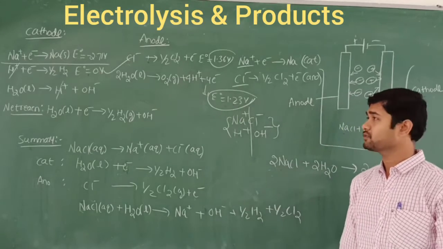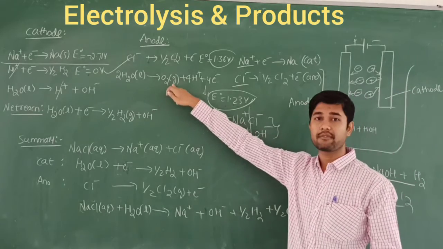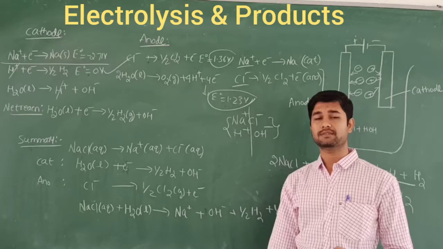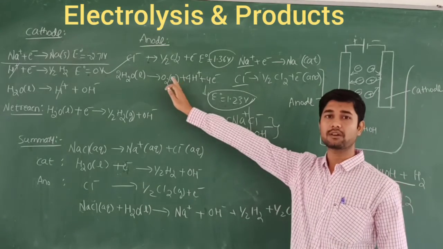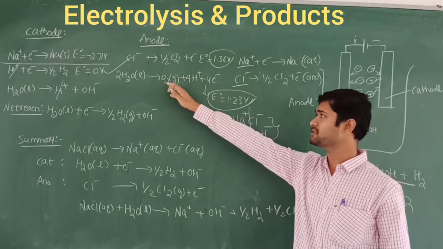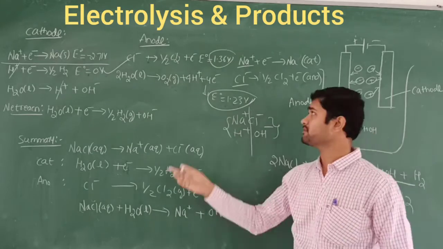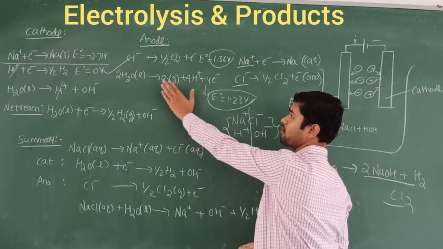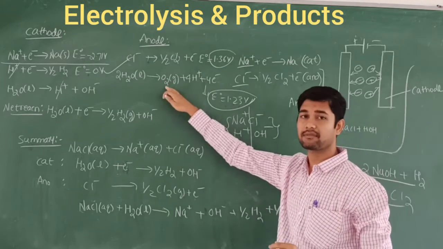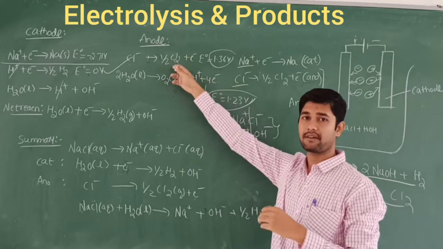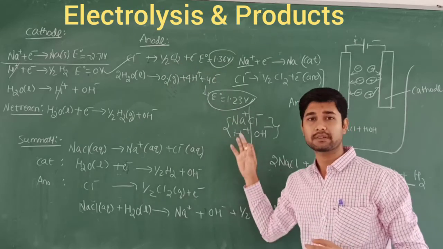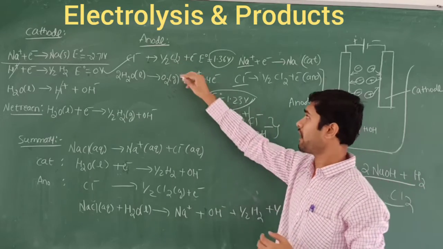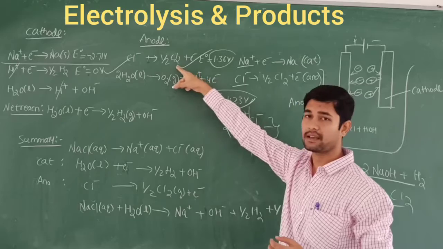But what happens? This oxygen requires an overpotential. That's why we do not prefer it in this reaction, because it consumes the overpotential. The chlorine requires less potential compared to the oxygen. So oxygen requires overpotential, and this one requires less potential. That's why for the anode reaction, I am going to consider only Cl minus.